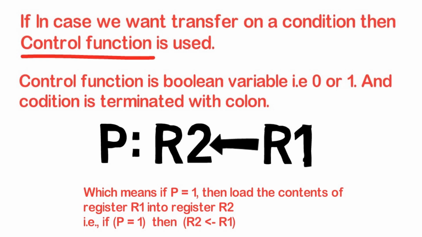If in case we want to transfer the data of a register on a condition, then a control function is used. Now a control function is a boolean variable, that is, it can be 0 or 1, and the condition is terminated with a colon. As you can see in the example here, P colon R2 arrow R1 means if P is equal to 1, then load the content of R1 into R2.